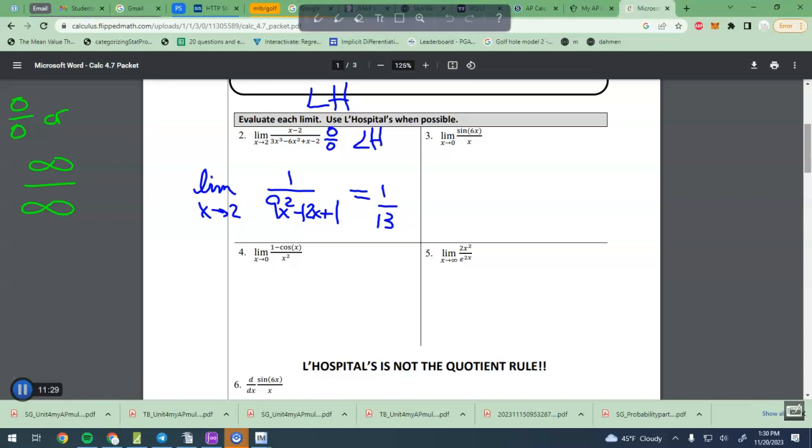Right, 3. If I plug in 0 right now, it says the sine of 0. Sine is the y value, so what's the y value of 0 degrees? 0. I plug 0 on the bottom, I will get 0. Okay, I can now use L'Hopital's rule. So I'm going to take the derivative of the top and the derivative of the bottom. So the derivative of sine is cos of 6x times 6, because you've got the chain rule piece. And then the derivative of x is 1.